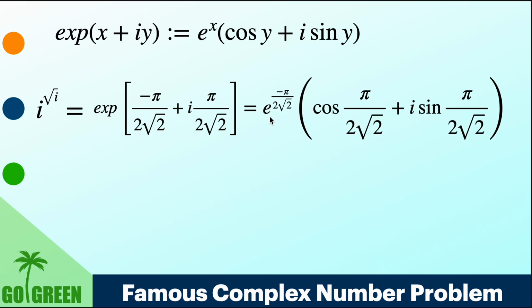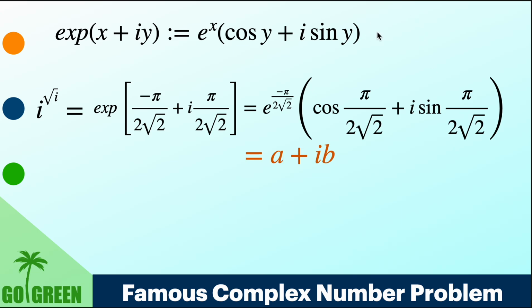So e power x, because x is a real number now, you can use e power x. We use exp when the number is actually a complex number. If it is real, you can just write e to the x. Here minus pi by 2 root 2 is a real number. So e power x times cos y, where y is pi by 2 root 2, plus i sin pi by 2 root 2. This is just by the definition of exp.